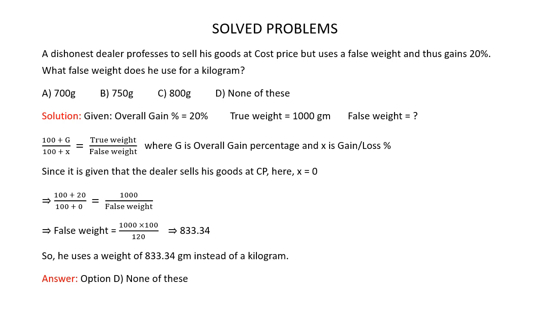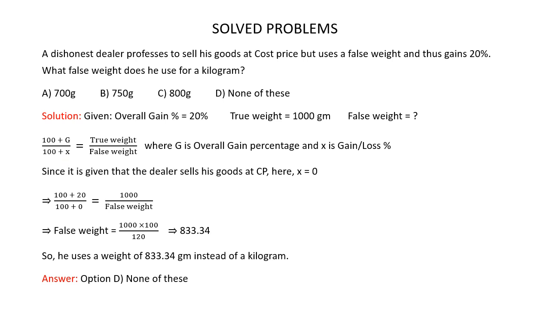Now use the formula (100 plus G) divided by (100 plus X) is equal to true weight divided by false weight. Here G is the overall gain percent and X is the gain or loss percent. Now here G is given as 20%. True weight is 1000 grams. In the question it's given that the dishonest dealer professes to sell his goods at cost price. So if he's selling the goods at cost price, then there won't be any gain or loss. So X, we can consider X as 0.